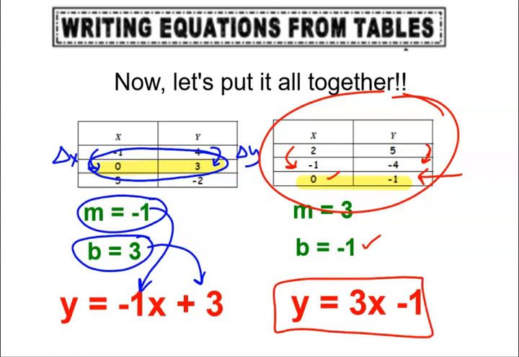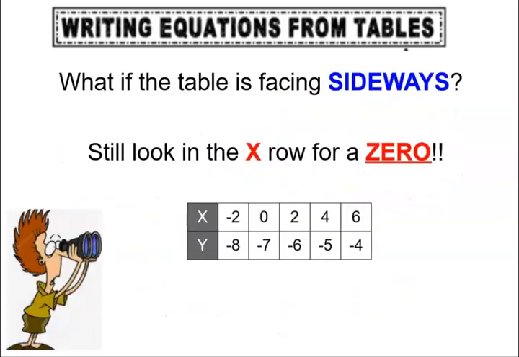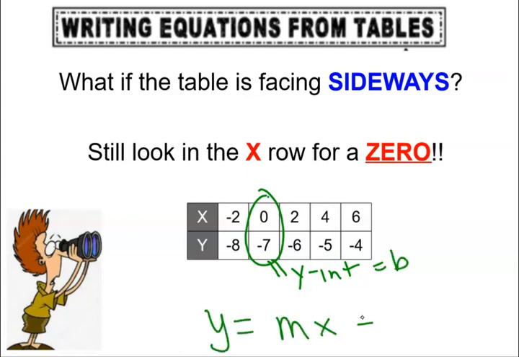Now sometimes the tables might be facing a different direction, like this. If the table is facing sideways, you still use the same technique. You find the x column and see if there's a 0 value. If there is, that's your y-intercept, or the number in the b position. So we can erase and replace our b value right here with our y-intercept, which is minus 7. And then we can erase and replace our m value with our slope once we calculate that math.